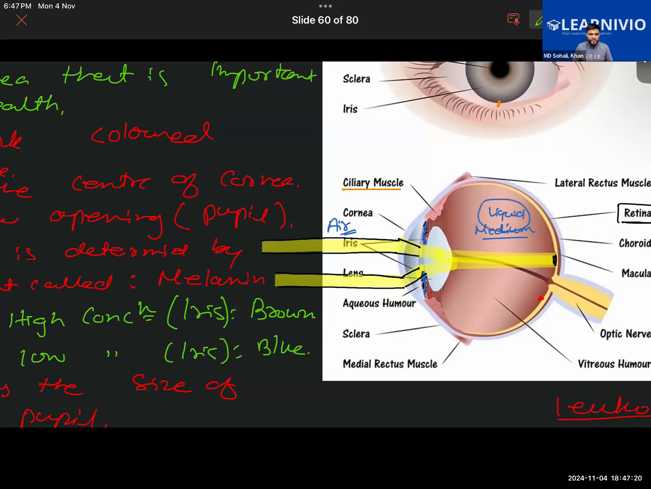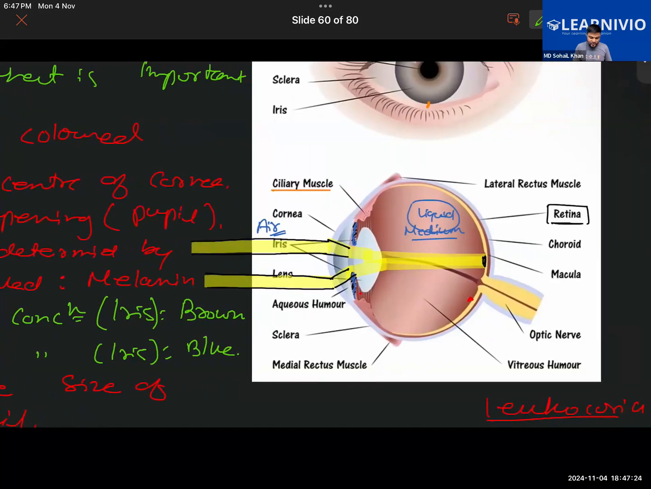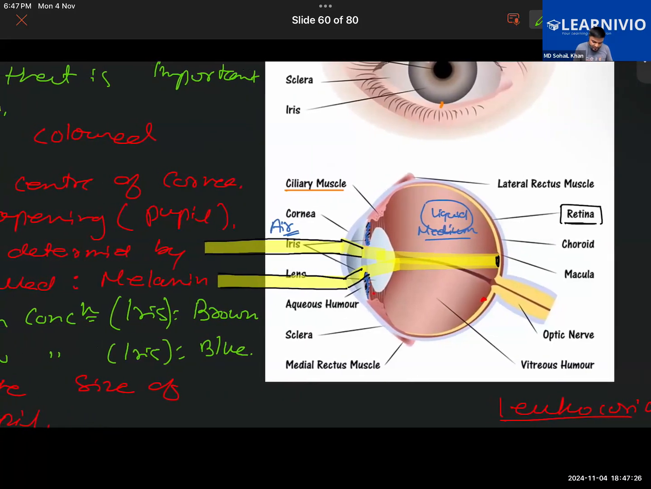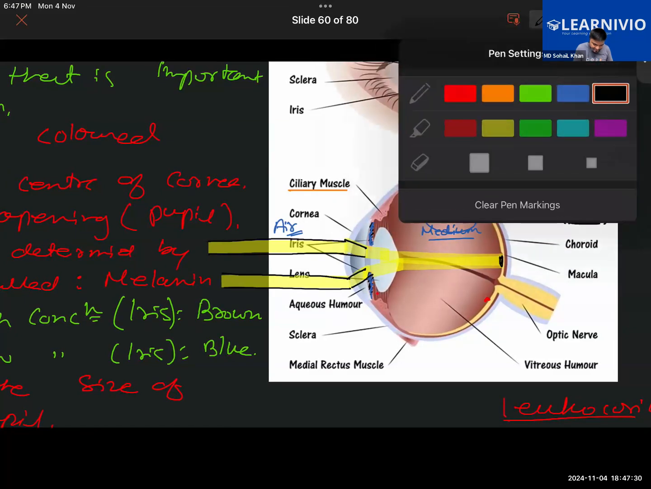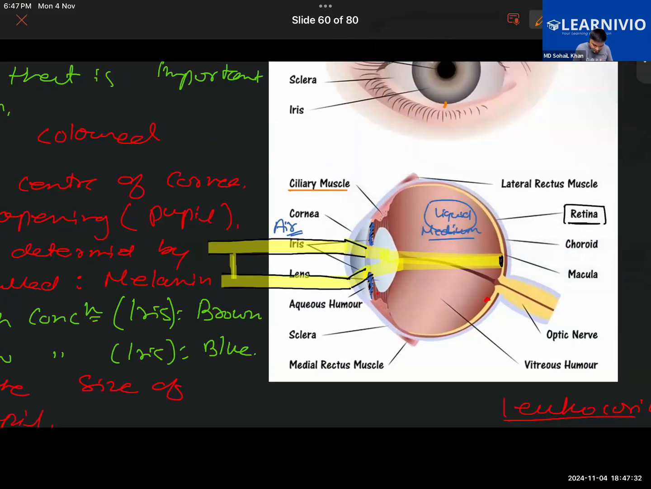Now, actually what happens on the retina, an inverted image is formed. Say for example, if the candle is placed in this manner, the image that will be formed will be inverted like this. So on the retina, an inverted image of the object is formed.